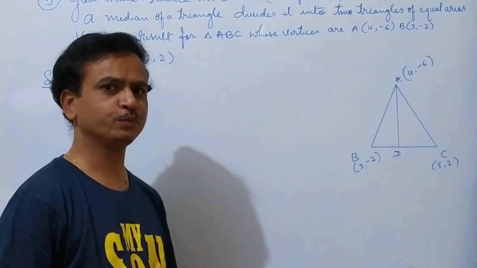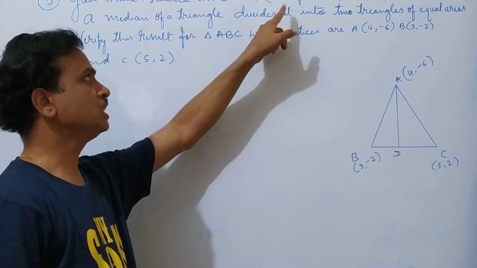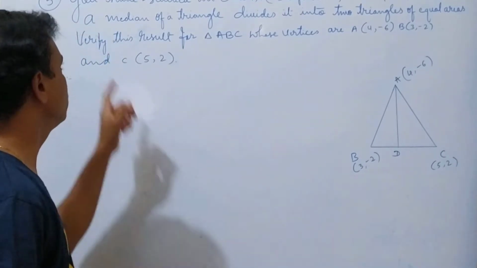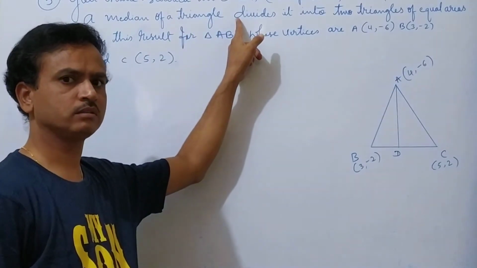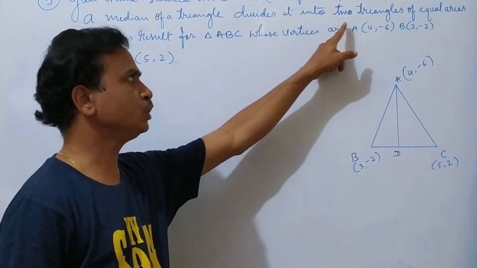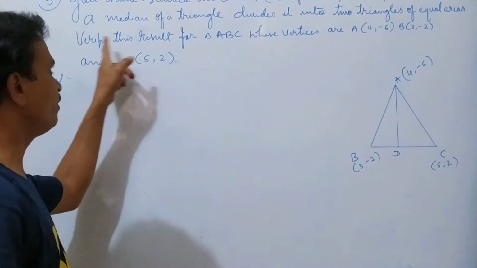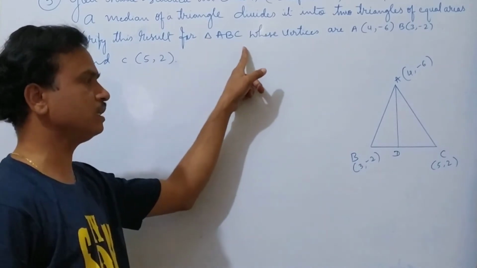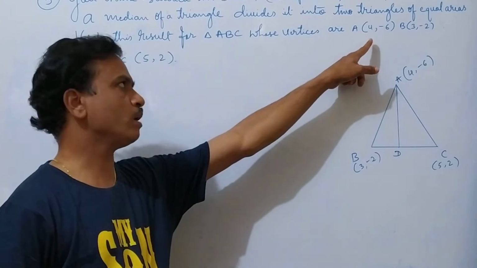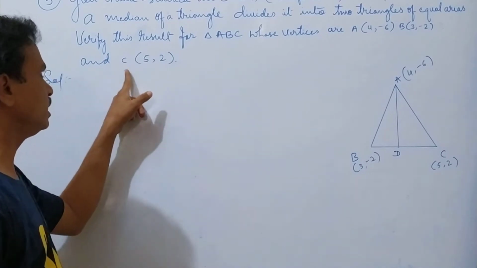So question number 5. You have studied in class 9, chapter 9, example number 3, that a median of a triangle divides it into two triangles of equal areas. Verify this result for triangle ABC whose vertices are given here: A (4, -6), B (3, -2) and C (5, 2).